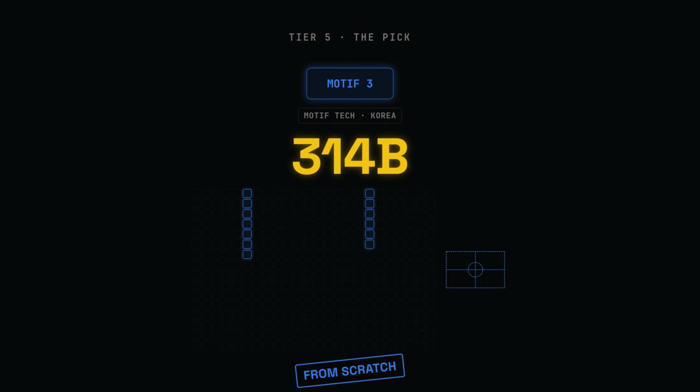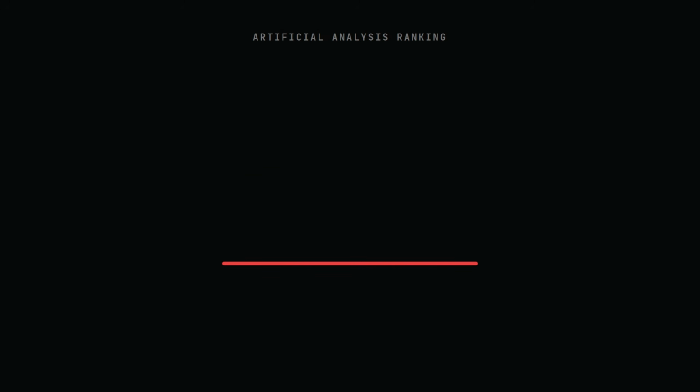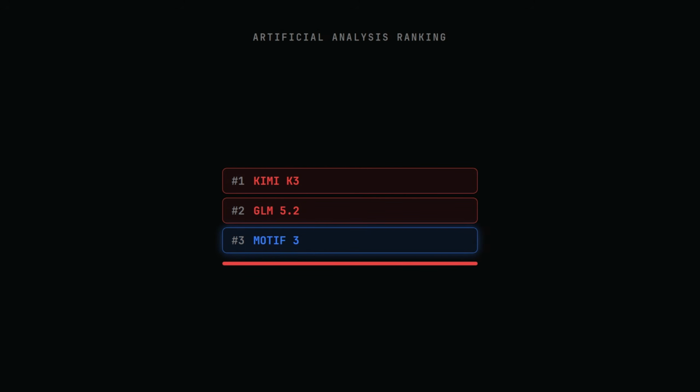On Artificial Analysis, the industry's main intelligence ranking, Motif 3 is the 3rd best open weight model in the entire world. Only Kimi K3 and GLM 5.2 are ahead of it. If Artificial Analysis is new to you, it is the closest thing this field has to a neutral scoreboard. One index that folds a batch of hard reasoning and agentic tests into a single number.